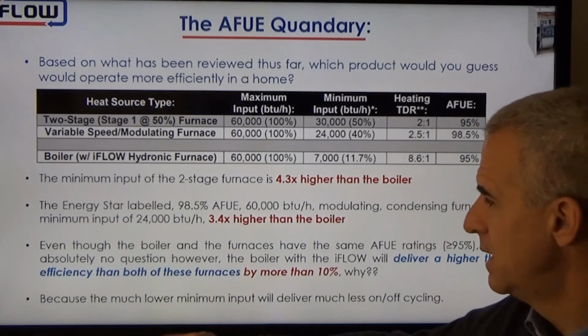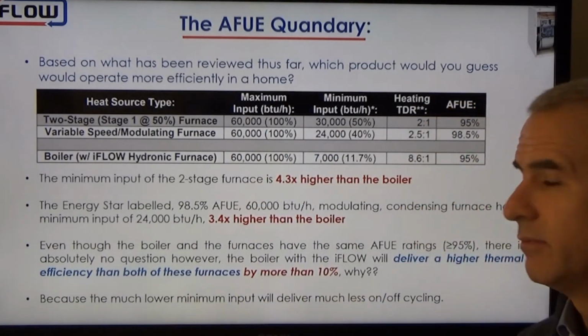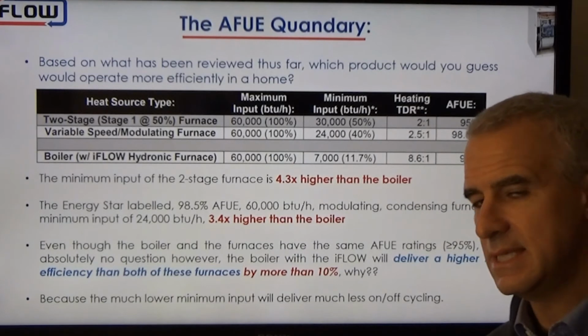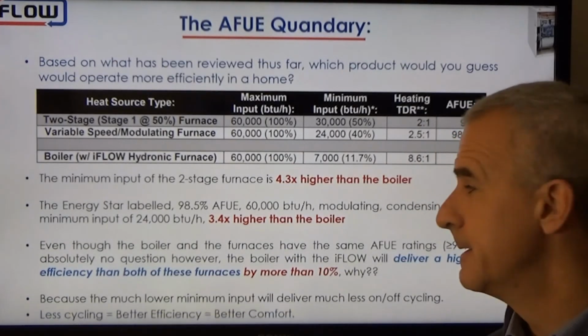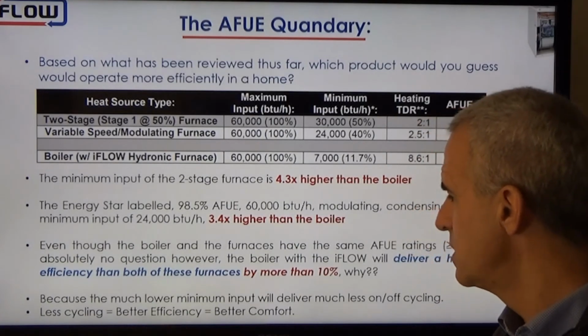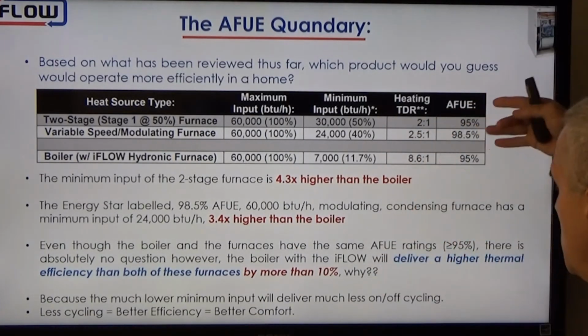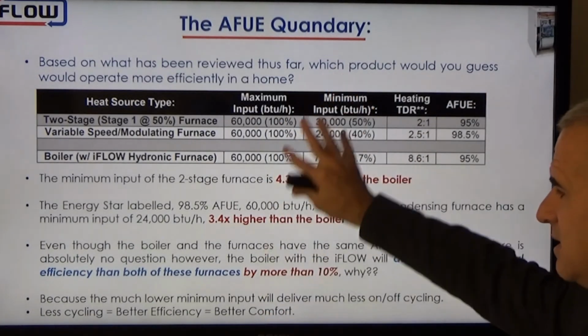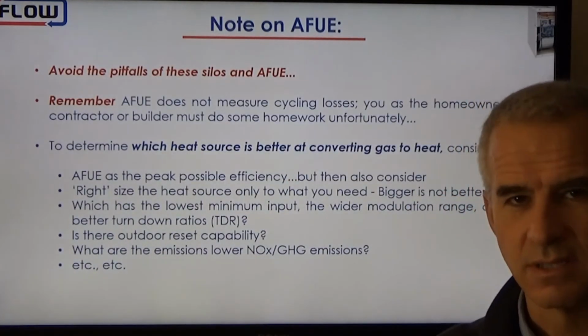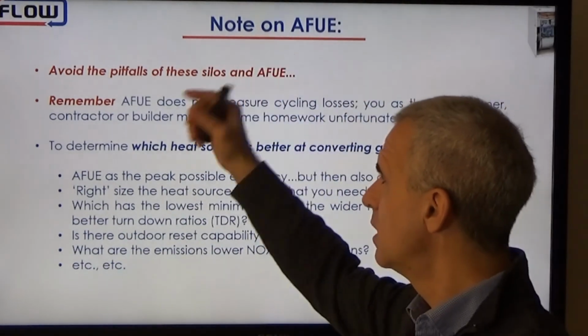Why? Because the lower minimum input is delivering much less on-off cycling. And that's really the stuff that's not taken into account by the AFUE rating. So less cycling, better efficiency, better comfort. So even though the AFUEs are the same, very different performance in the field, unfortunately. Fortunately for us, unfortunately. So, just a note on AFUE.